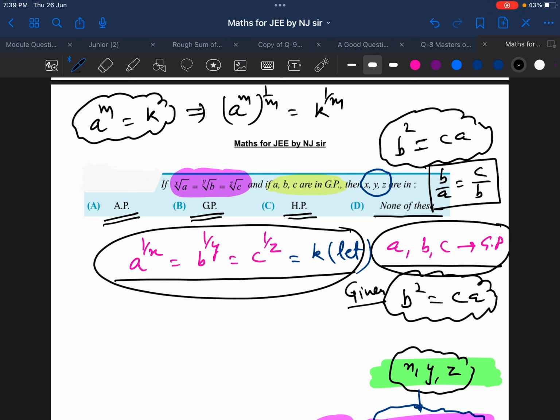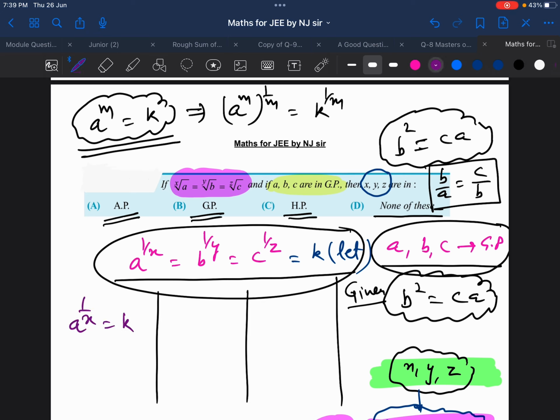I understand, this is called taking the mth root on both sides, but here I have to free a raised to power 1 by x from x. So I will divide this relation in three parts. First I can write a raised to power 1 by x equal to k, because these three are equal to each other, it is given to us, and I have assumed that it is equal to k.